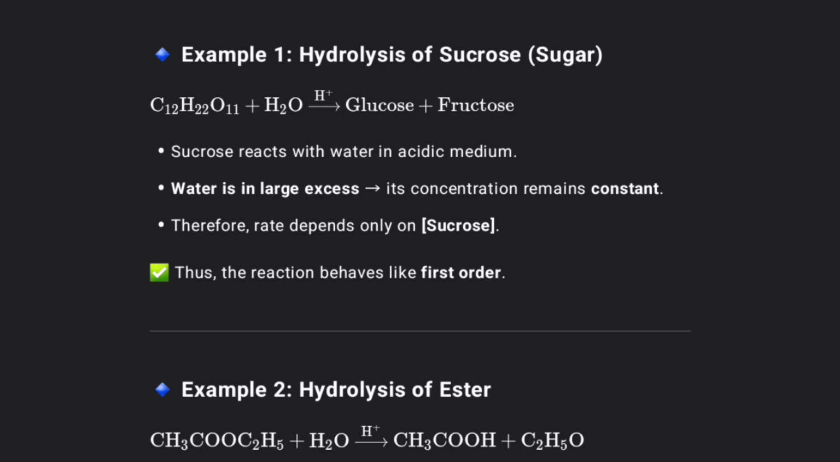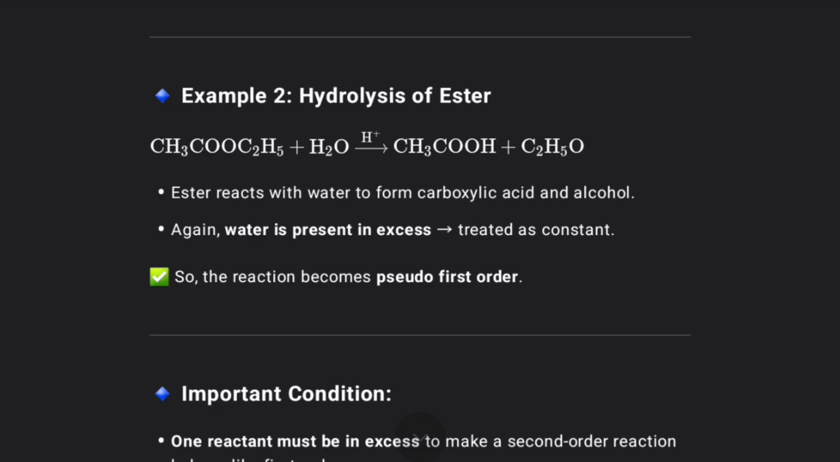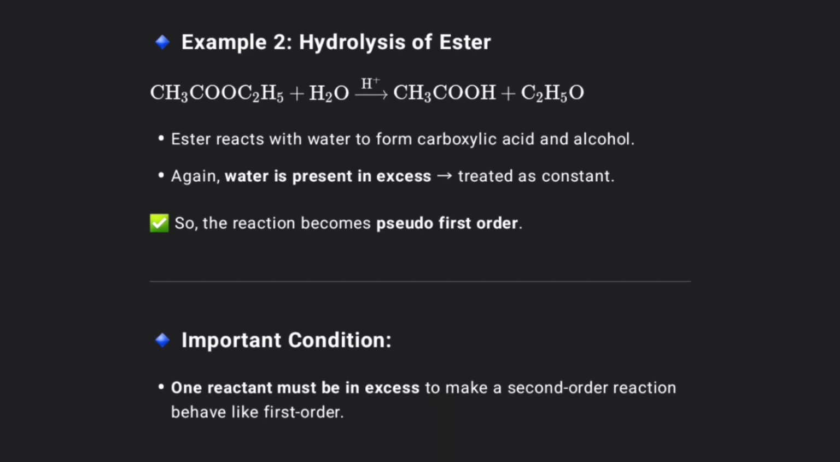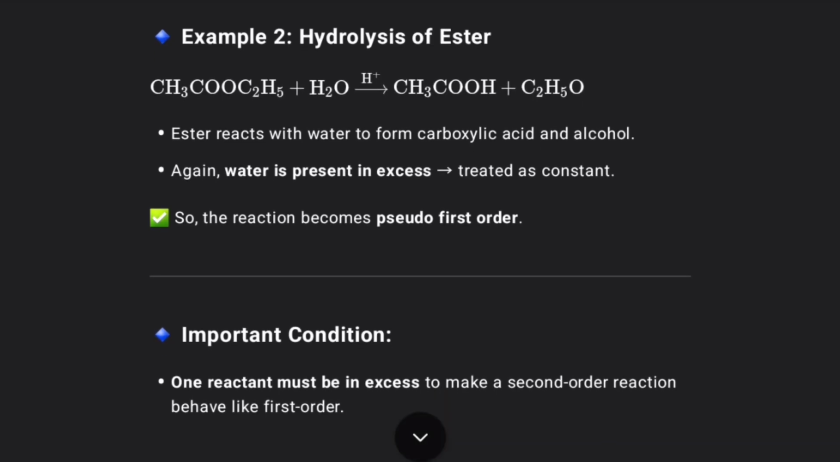Example 2: hydrolysis of an ester, CH₃COOC₂H₅ plus H₂O gives CH₃COOH plus C₂H₅OH. The ester reacts with water to form a carboxylic acid and an alcohol. Again, water is present in excess and treated as constant. So the reaction becomes pseudo first order. Important condition: one reactant must be in excess to make a second-order reaction behave like first order.